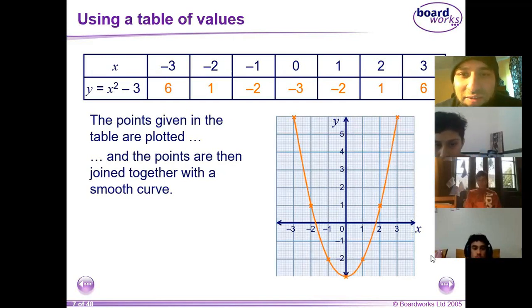Notice one thing here. Where does this graph cross the y-axis? At what number? It's minus 3, yeah? X is 0 here. If I want to see where it touches the y-axis, this straight line here, it touches the y-axis at -3.